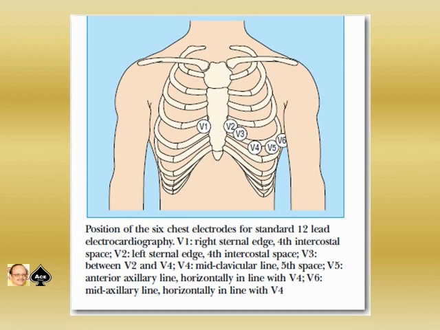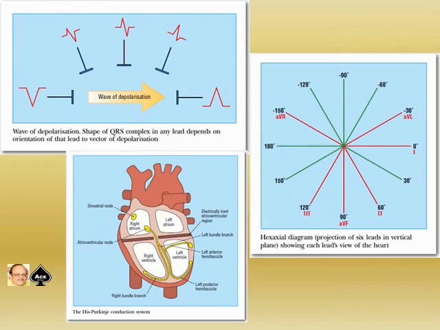Now the position of the 6 chest electrodes for standard 12 lead electrocardiography is shown here. V1 shows the right sternal edge, the 4th intercostal space. V2 means left sternal edge, 4th intercostal space. V3 means between V2 and V4. V4 is in the mid-clavicular line, the 5th space. V5 means anterior axillary line, horizontally in line with V4. V6 is in the mid-axillary line, horizontally in line with V4.